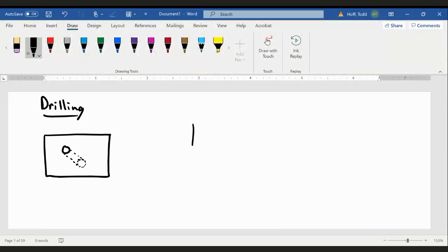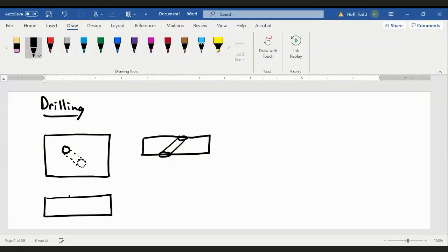Let me draw it. I'll draw it like this. The end view of the part here, entry hole, exit hole, it's going to look something like that. Front view of the part, entry hole, exit hole, it's going to look something like that.